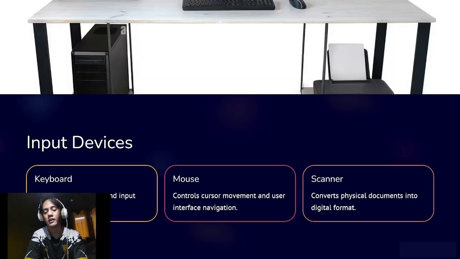Input device. Input devices are hardware tools we use to send information to the computer. Example, the keyboard, which lets us input letters, numbers, and command. The mouse, which helps us point, click, and interact with what's on the screen. The scanner, which converts physical documents like paper into digital form, so the computer can read or store them.